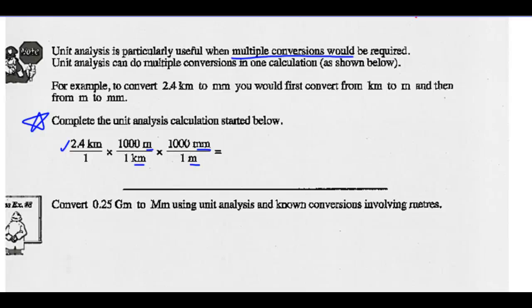So if I get rid of the units, a kilometer divided by a kilometer is gone, a meter divided by a meter is gone. The only unit I have left is a millimeter. Perfect. We were supposed to convert to millimeters, and we're going to do that. Now I take 2.4 and I multiply by 1,000. I multiply by another 1,000. So I get 2,400,000 millimeters.